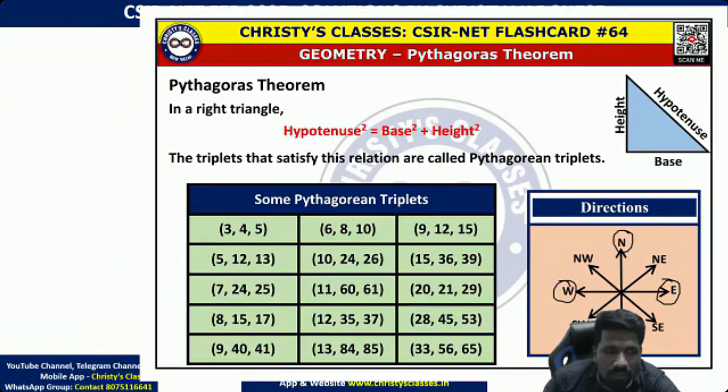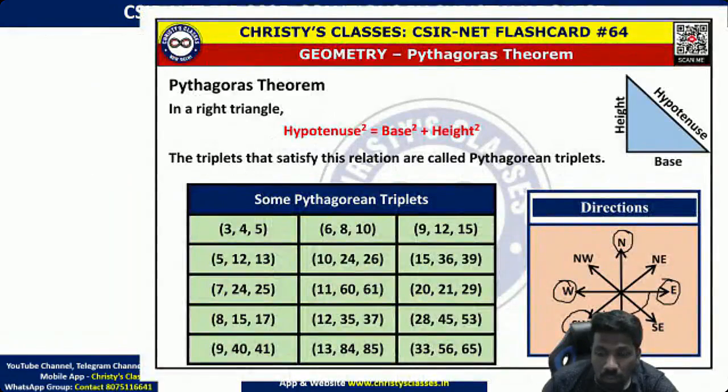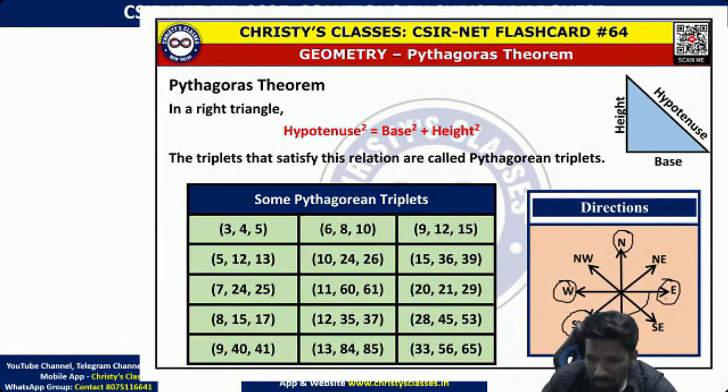The question says southwest becomes east. Southwest becomes east means the actual southwest direction is becoming east in this map. That means east is rotated to become southwest. I mean, east will be here. That means a 90 degree plus half of 90, a 135-degree rotation happened.